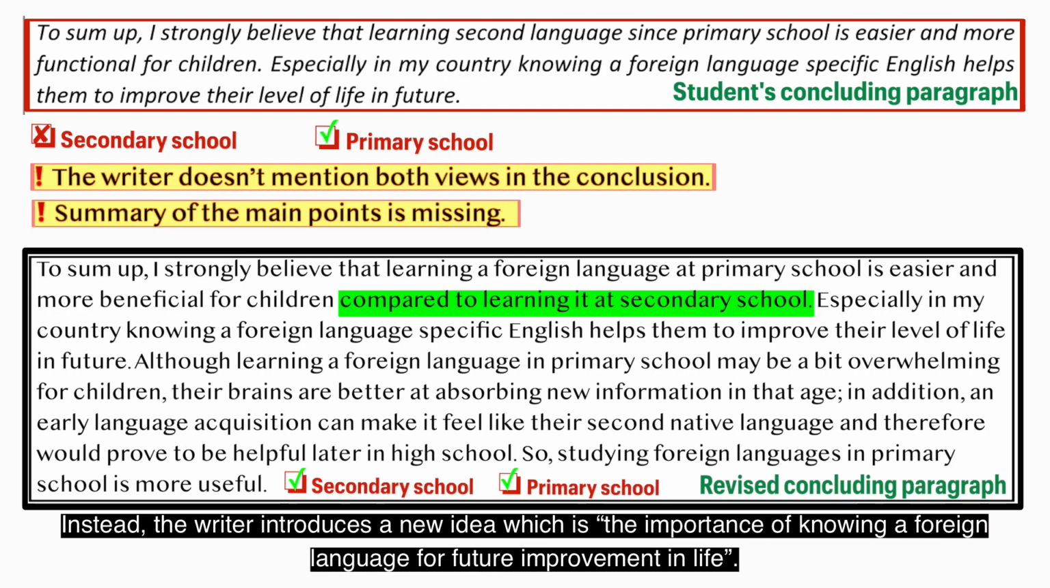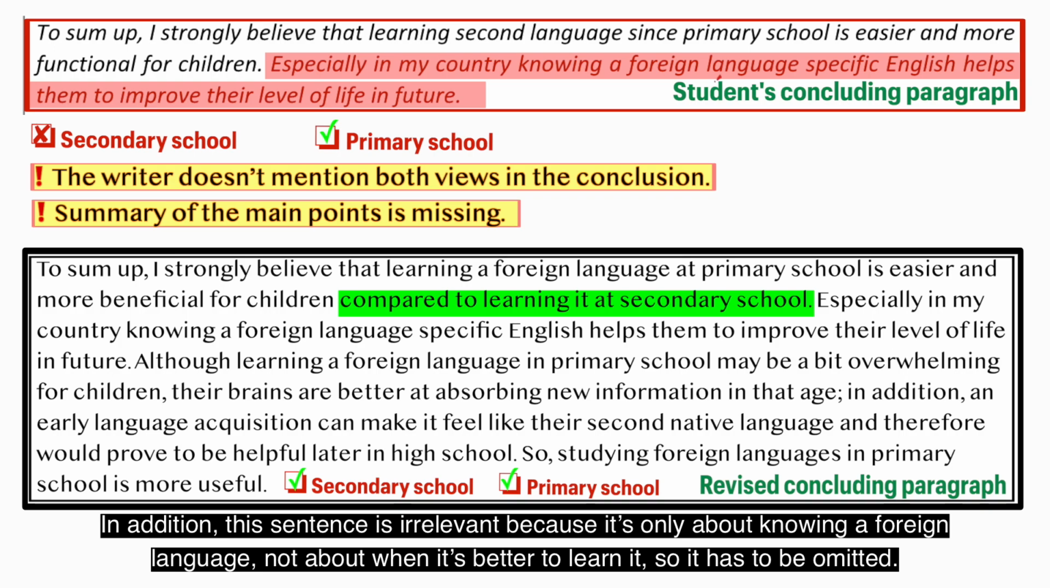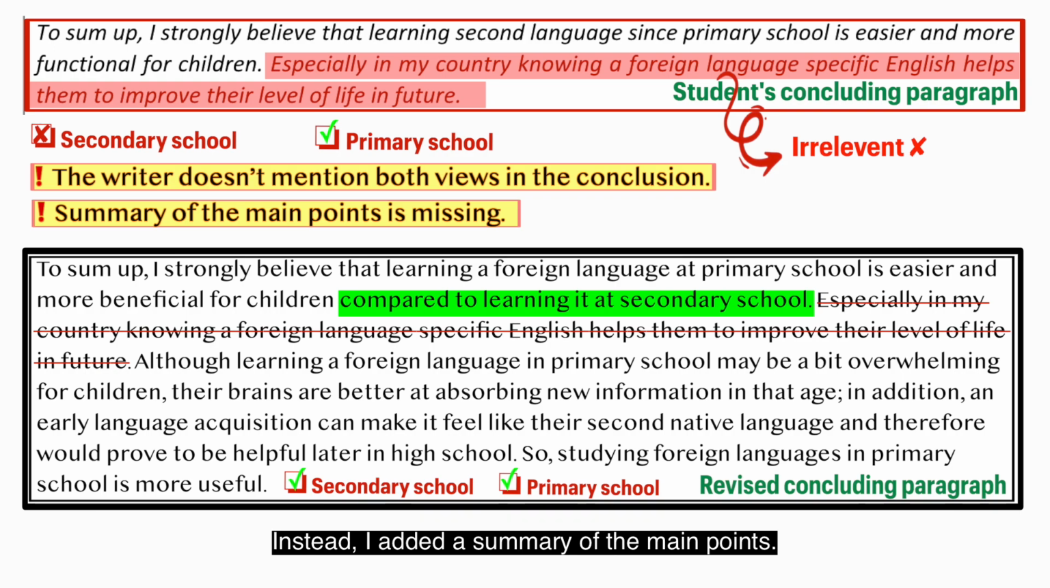Instead, the writer introduces a new idea, which is the importance of knowing a foreign language for future improvement in life. You should never add a new idea in the conclusion. In addition, this sentence is irrelevant because it's only about knowing a foreign language, not about when it's better to learn it. So it has to be omitted. Instead, I added a summary of the main points.